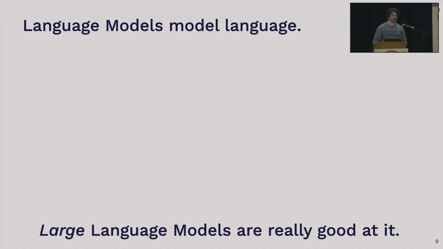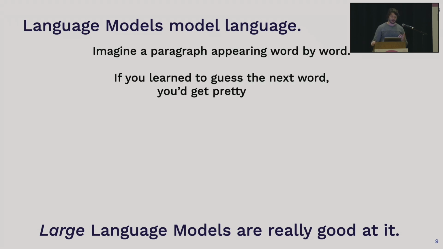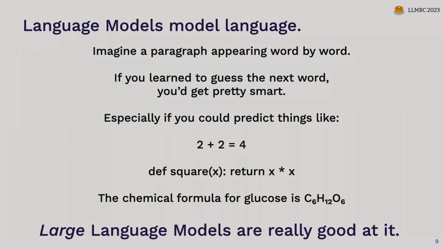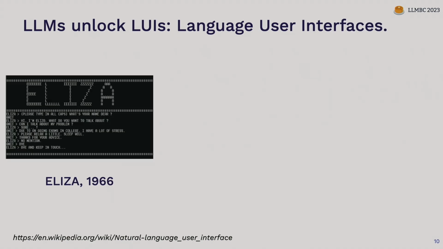Large language models, as the name suggests, they model language. So what does that mean? If you imagine a paragraph and you imagine writing a single word of that paragraph at a time, if you learned how to guess what the next word was going to be, if you learned how to predict what the person was going to write in the paragraph, you'd get pretty smart. And that would be especially true if the person wasn't just writing text, but they were also writing all kind of like logic, math, chemical formulas. If you could always predict what was going to happen next, you'd have a lot of knowledge about how the world works. And so it turns out that large language models are really good at this. And they can predict a lot of things very well.